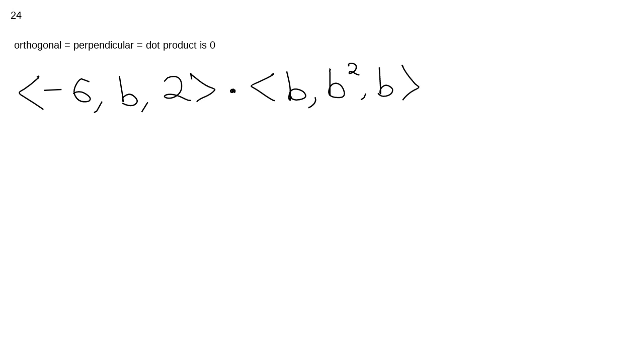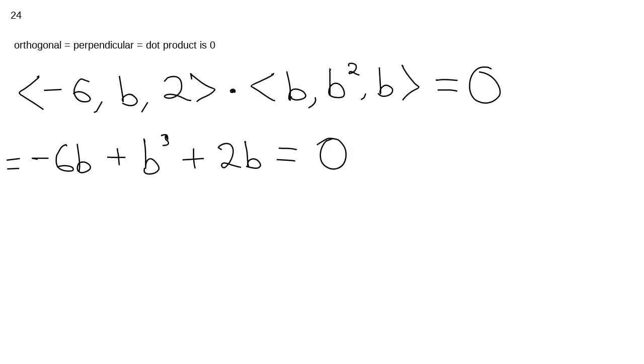If you take the dot product and you get 0, then they are orthogonal, perpendicular. Okay, help me out. Start the dot product for me. Tell me what to do. -6b plus b cubed plus 2b equals 0. Very good. Then you can factor out a b.